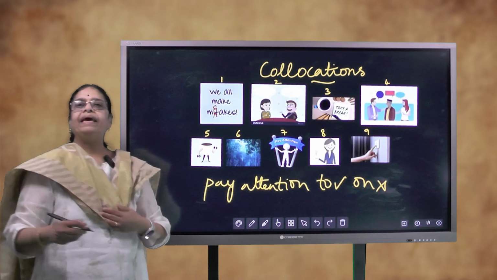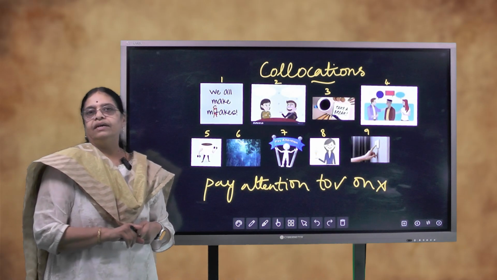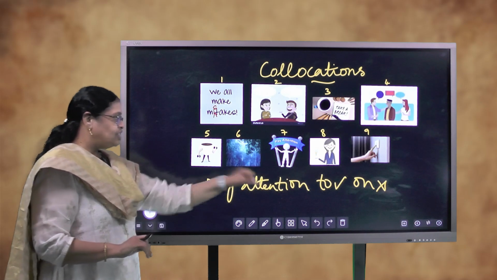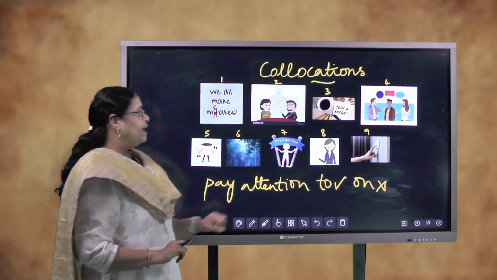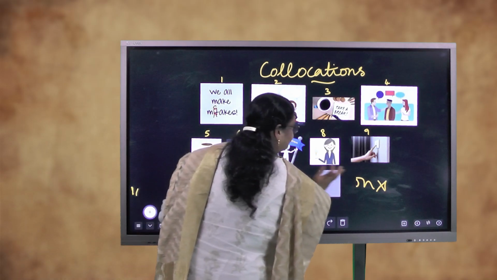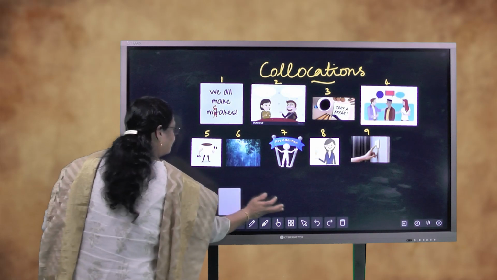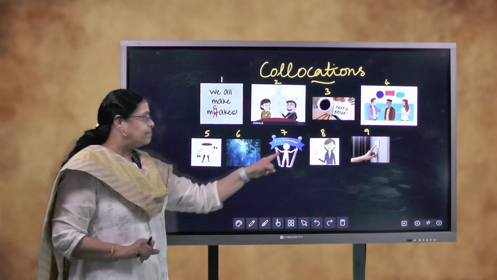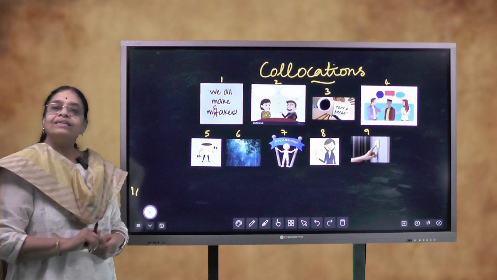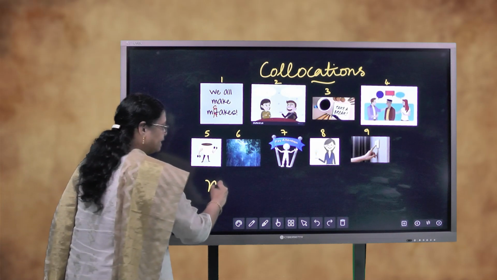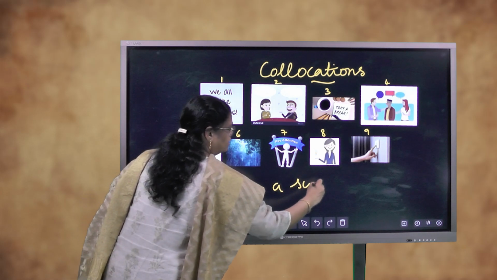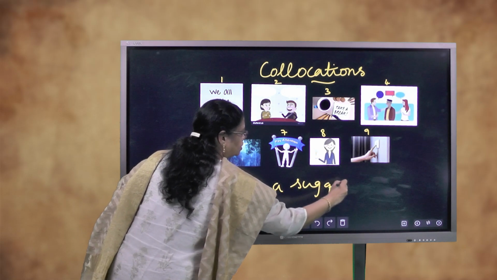So the students were paying attention to the lecture. We are all trying to pay attention to your advice. So pay attention always takes to. And then the next one is, we have a picture where the girl is trying to show something. There's a symbol of some light there, maybe an idea or a suggestion. And so whenever you are speaking about suggestion, the collocation is make a suggestion, not give a suggestion.